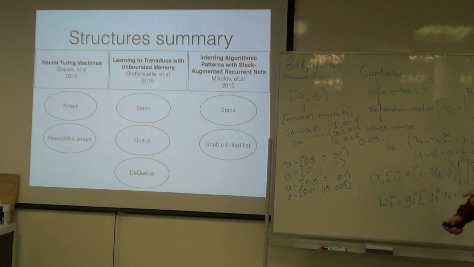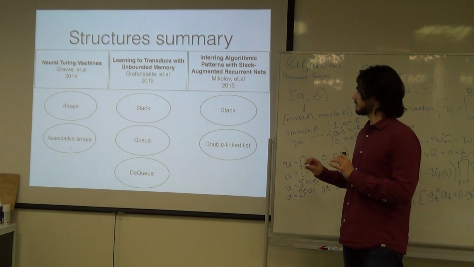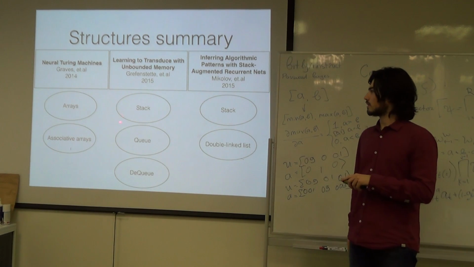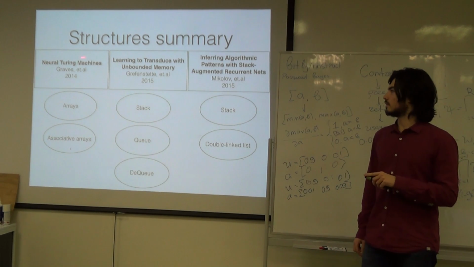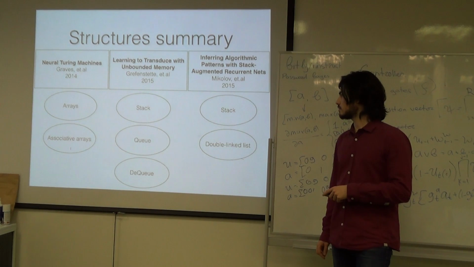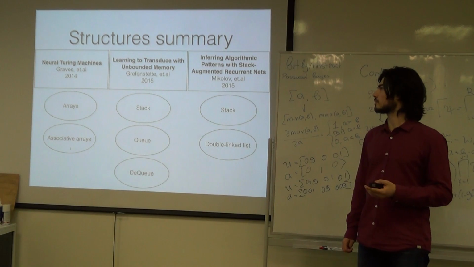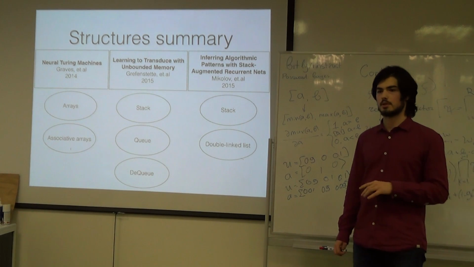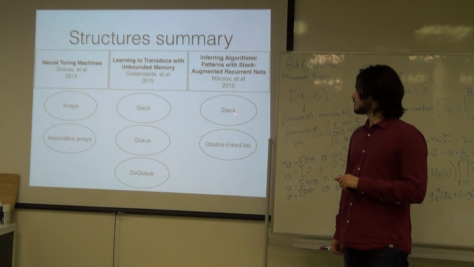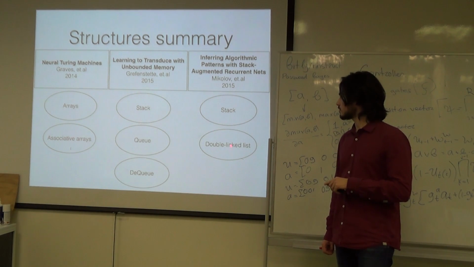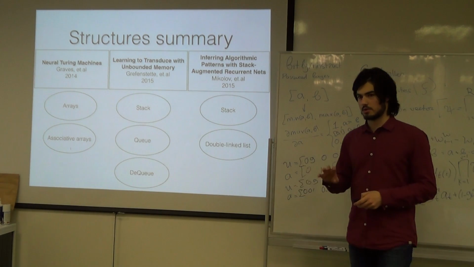Okay, so let's summarize it. We've covered actually 5 papers, but the main data structures that we've covered are the following. Arrays and associative arrays can be done with the Neural Turing Machines. Stacks, deques, queues can be done also. They were described in the paper called Learning to Transduce with Unbounded Memory. And the final paper is this one, which also proposes stack and also the doubly linked lists. Another two papers were mentioned earlier in the slides.